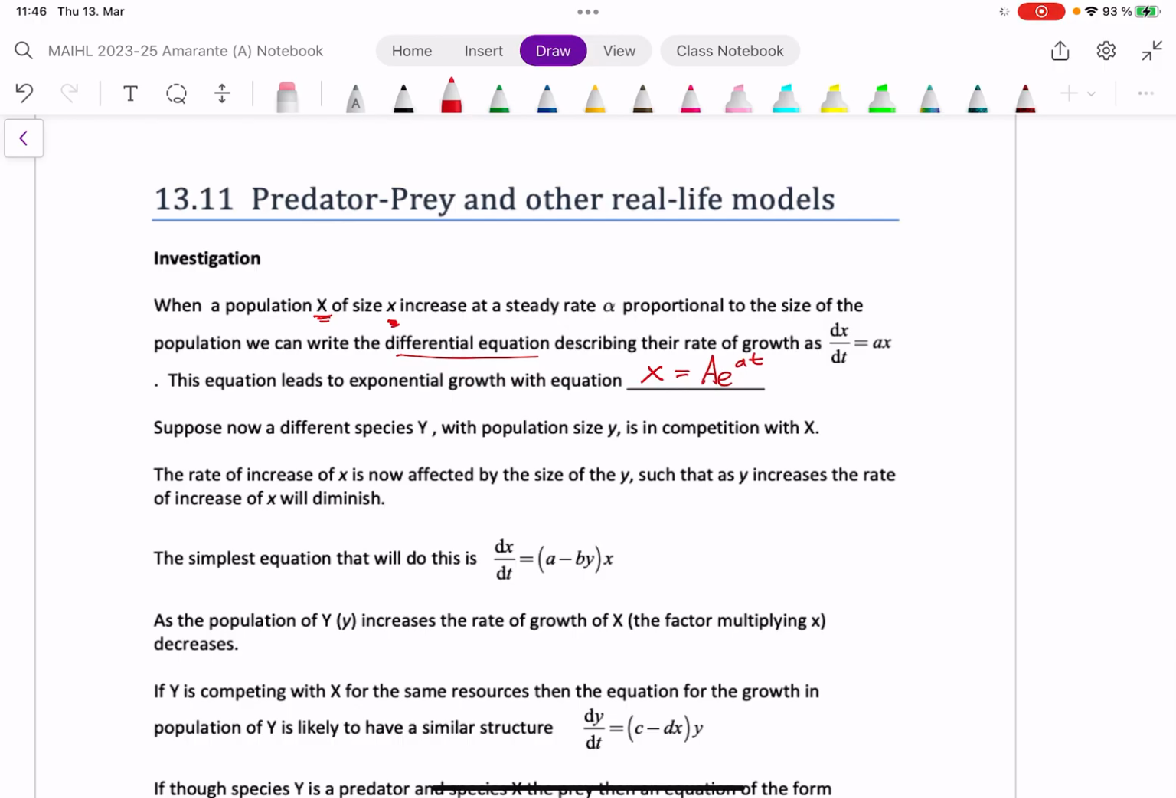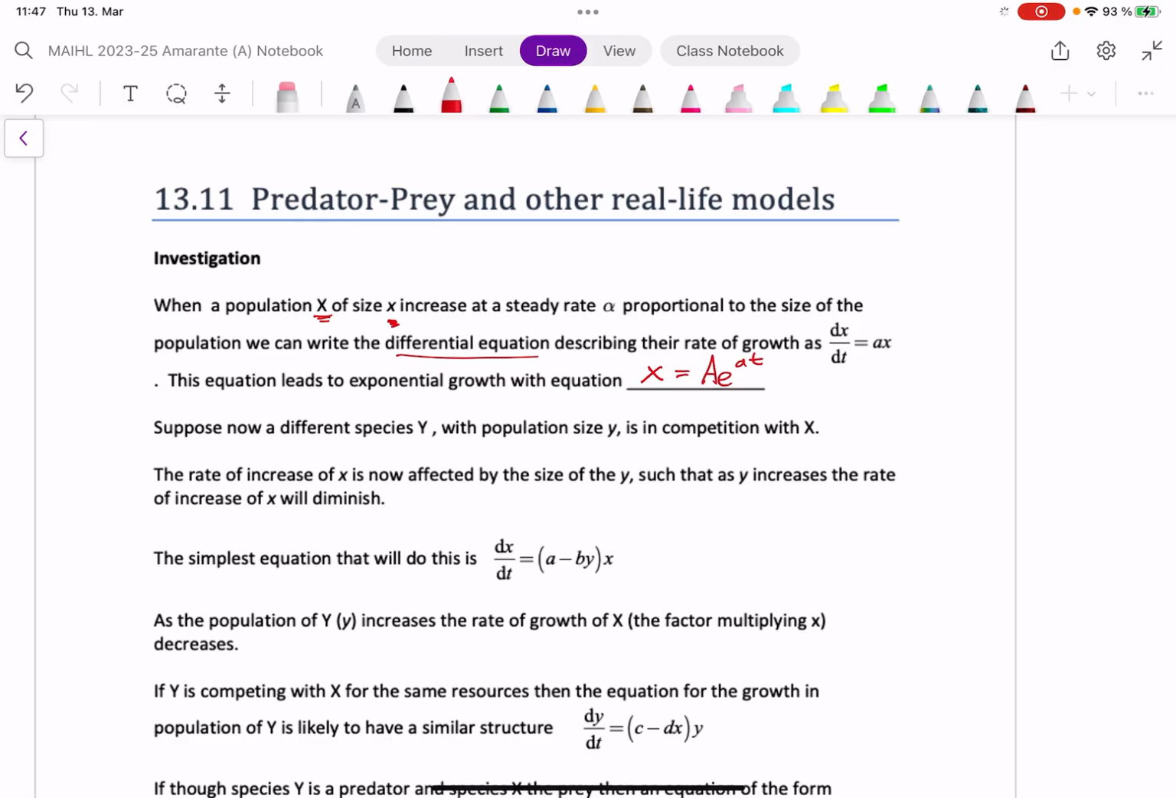Now it says, suppose there's this species y, which has a population size of lowercase y, and it's in competition with x. The rate of increase of x is now affected by the size of y. If they're competing for things, x depends on y, and it does so in a way such that as y increases, the rate of increase of x will diminish. So as the population of y goes up, x will go down.